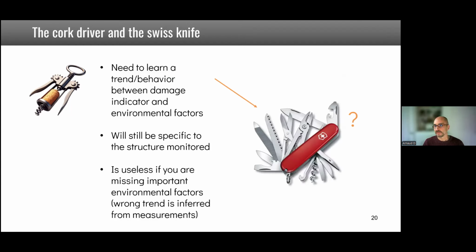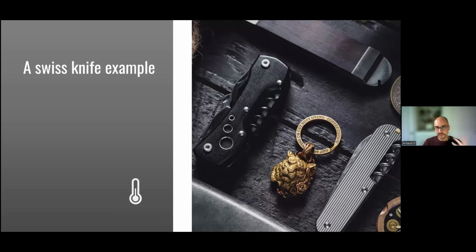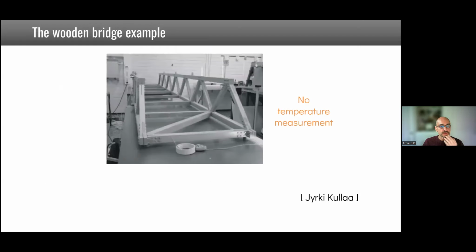So the question is, since this is quite complex to do and you see all the issues, I'm not saying don't do it, but do it very carefully. But there is another option, which is the Swiss knife. In the Swiss knife approach, you could probably do something without having all these problems, okay? To explain that, I'm going to show you an example from a colleague, Yoki Kulav.